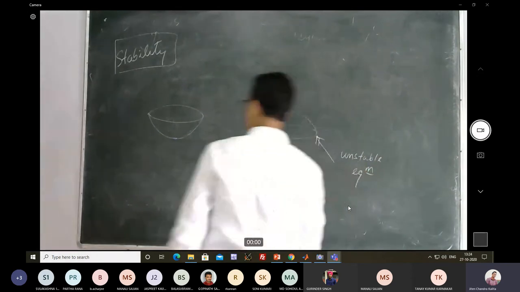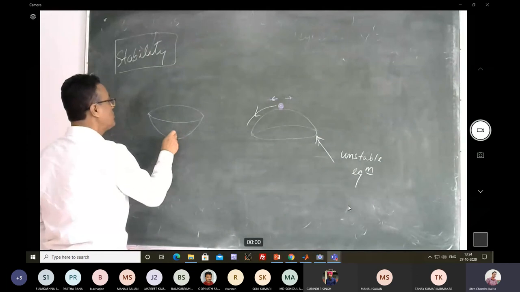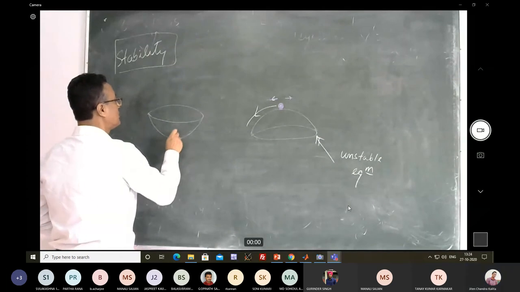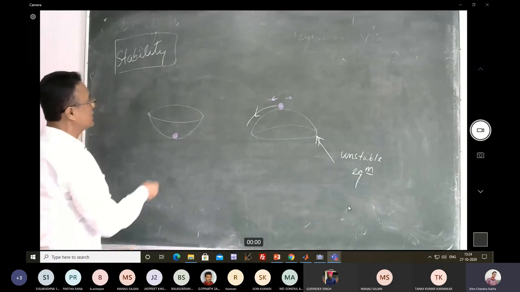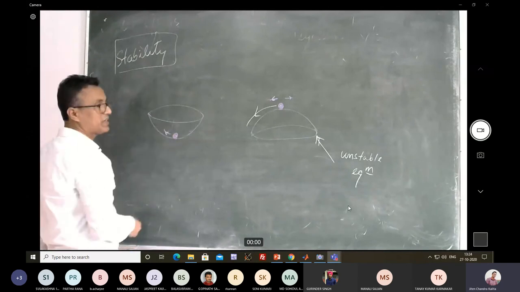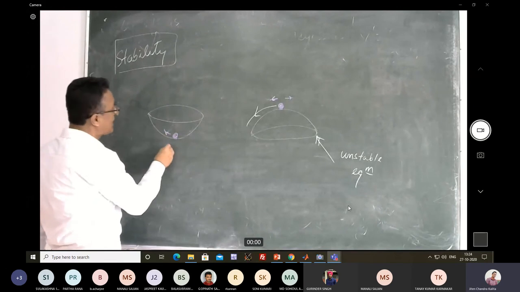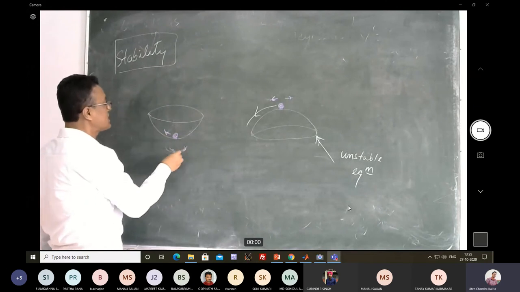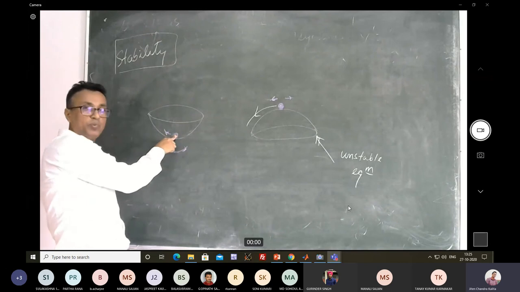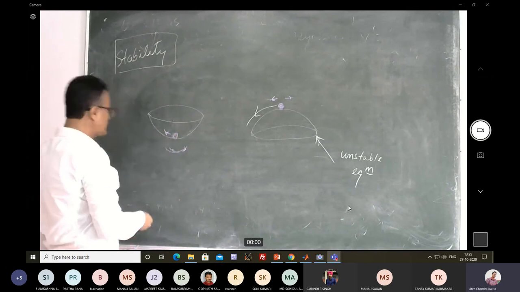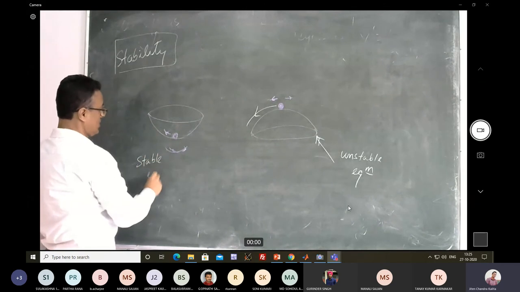Okay, now suppose the same marble you are placing on the bowl which was not inverted. Then if you give some displacement here, say suppose you bring this here, again what is going to happen? After some kind of oscillation here and there, this is again going to come back to its original position, right? So this is a case of stable equilibrium.